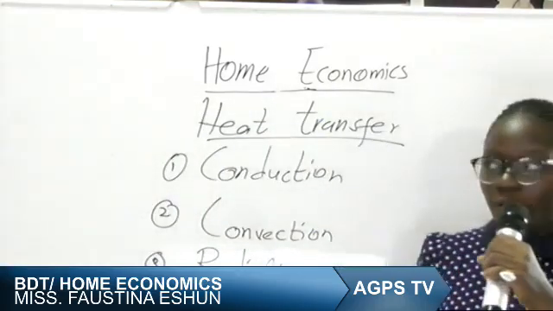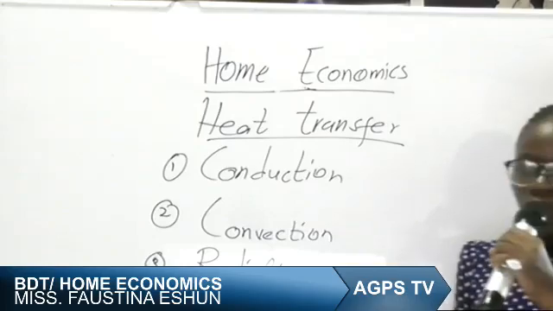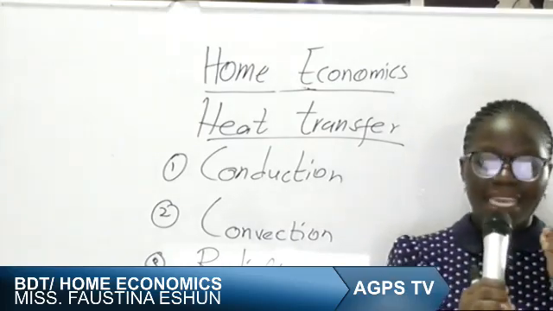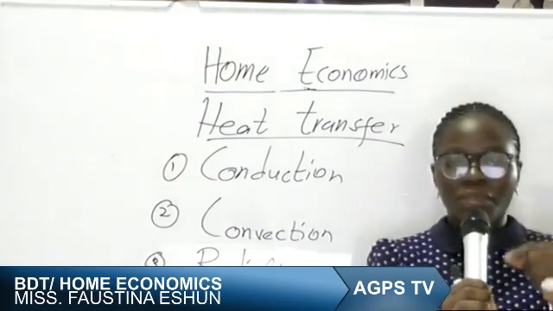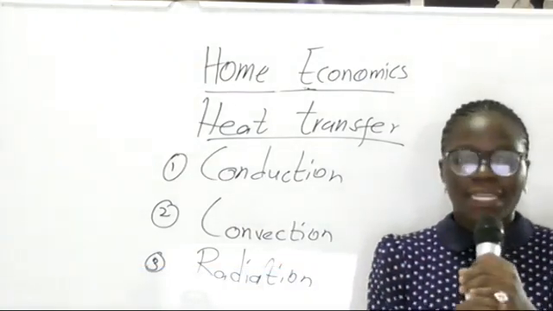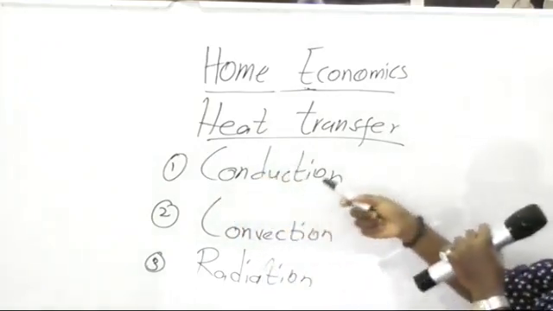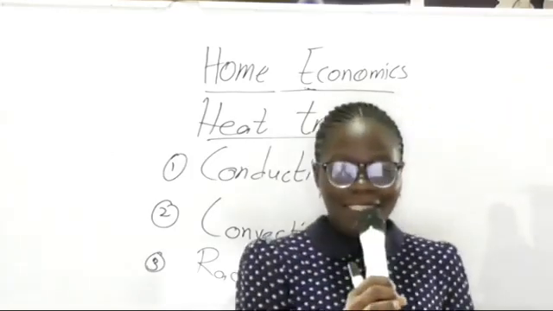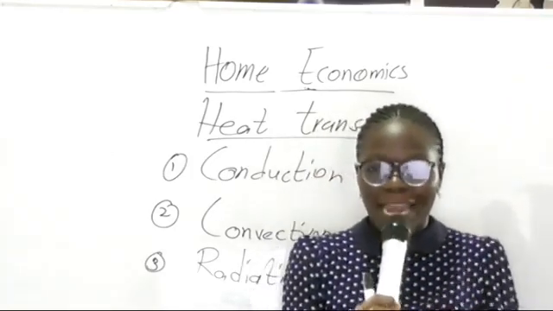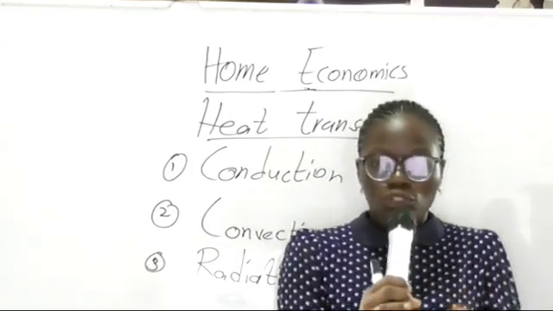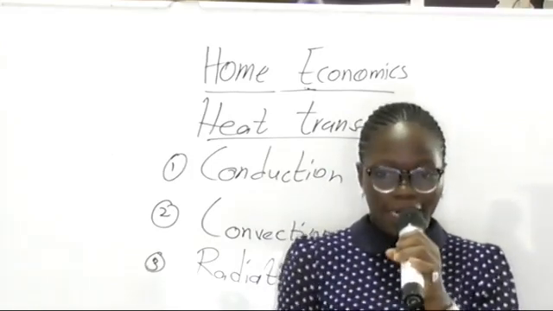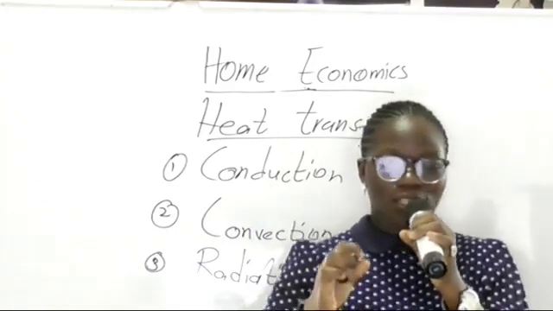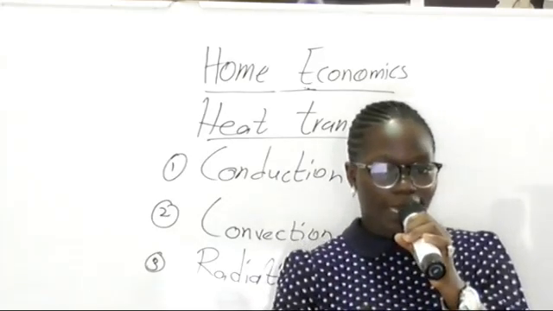When you look on your screen, you can see that we have 3 mediums, or 3 ways of applying heat to food, or 3 mediums of heat transfer to food. The first one is conduction. Conduction is the way of applying heat to food through a solid contact. Conduction is the method of applying heat to food through a solid object or a solid contact.